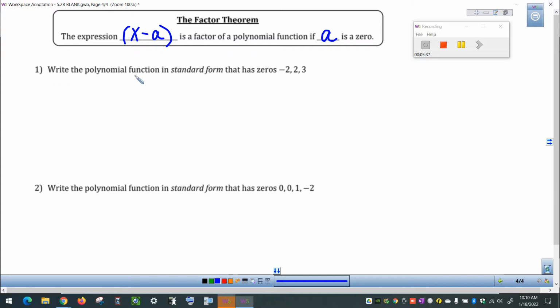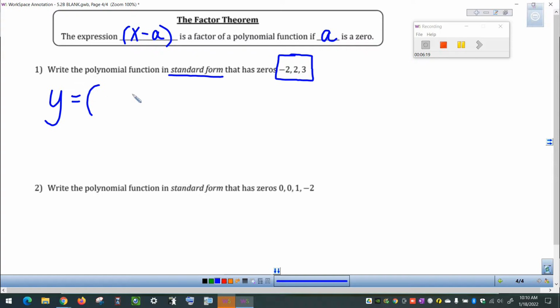All right, so we're going to write a polynomial function that has the zeros of -2, +2, and +3. Now, ultimately, we want our answer to be in standard form. I'm going to show you how to do that. Initially, we're going to start by writing it in factored form, that has all the parentheses. So we're going to start with y equals.